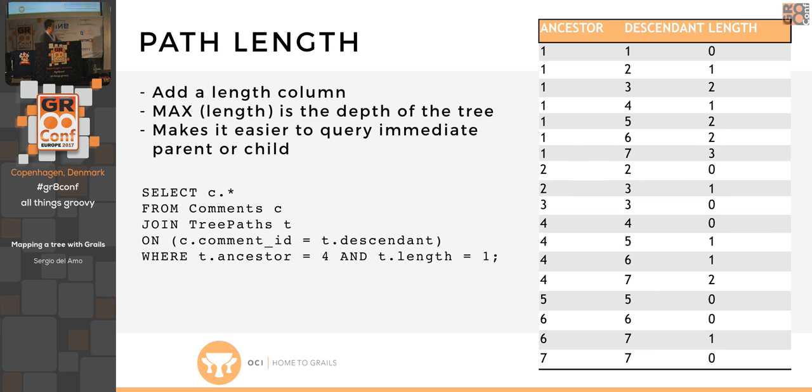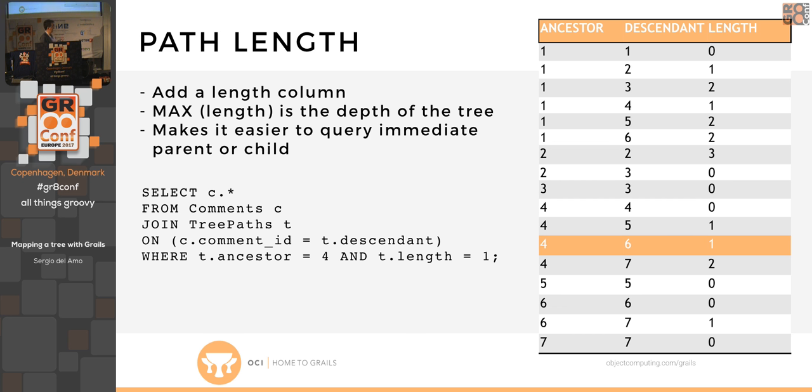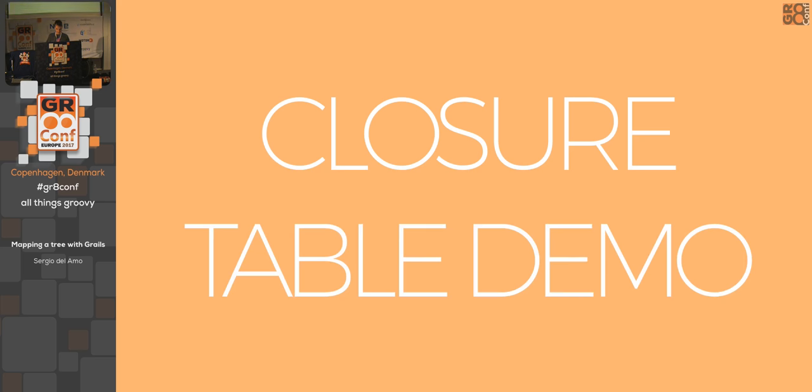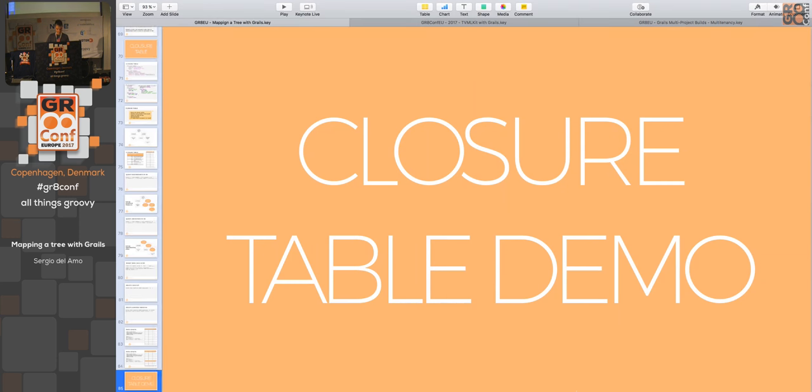Then you saw in the database that I have the length, which I have as well in my GORM domain class. This will allow you to do such queries. In order to get the immediate parent or child with the length, it's going to be really easy. I have a demo.